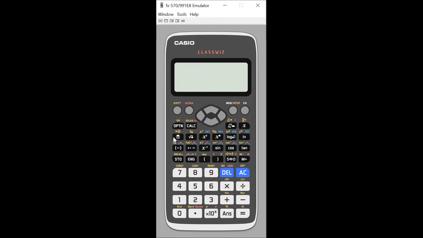Okay, so if you want to write any equation, you will use variables. Okay, only 10 minutes left. So how to write it? You press alpha, then you take any variable. Let's say I want to take a, so I will write a.